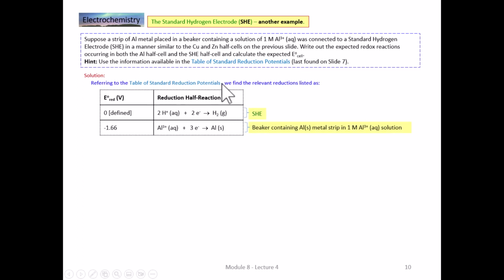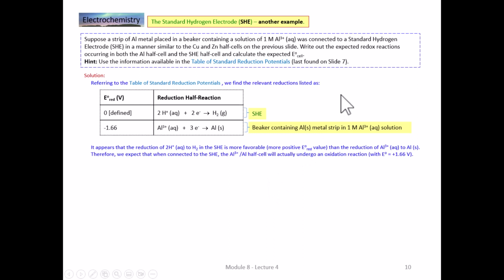Well, if we look at the table of standard reduction potentials, we can find the reactions that are relevant here listed. We have, of course, the defined reaction of 2 hydrogen ions being reduced to hydrogen gas, defined as 0. That would be the standard hydrogen electrode. And the half reaction involving aluminum 3 plus and aluminum metal is listed here. The reduction is listed as having a reduction potential of minus 1.66 volts.